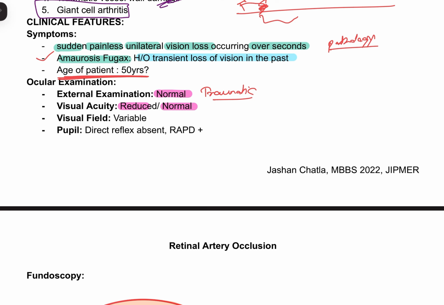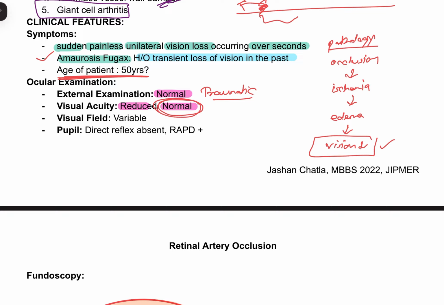Let's discuss the pathology a bit. Occlusion will lead to ischemia. Ischemia will lead to edema. So whenever edema is there, the vision will be decreased, right? Because of that, visual acuity will be decreased. But in some cases it can be normal. In what cases can the vision be normal?